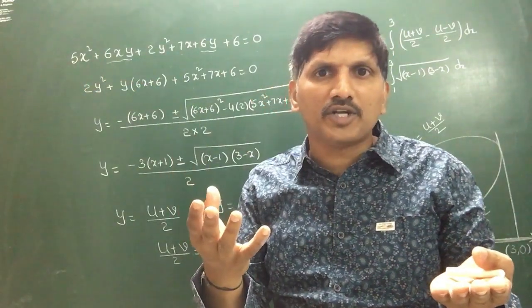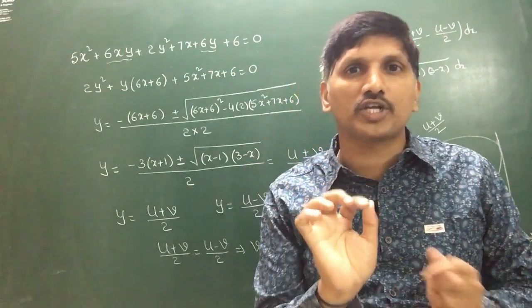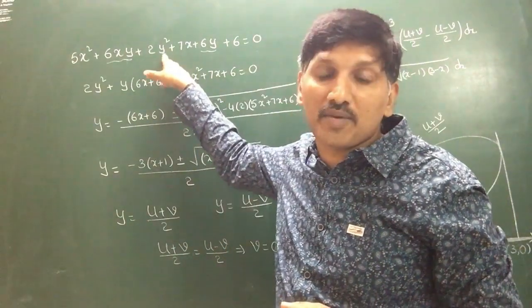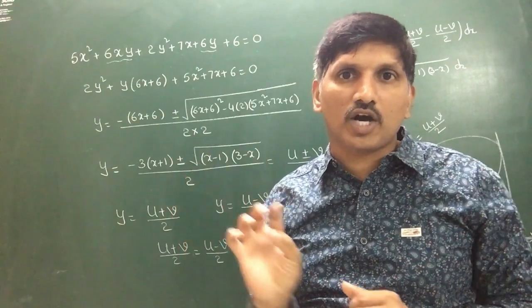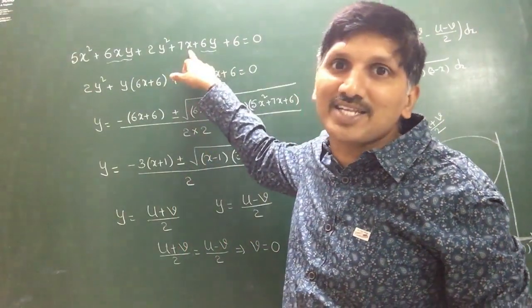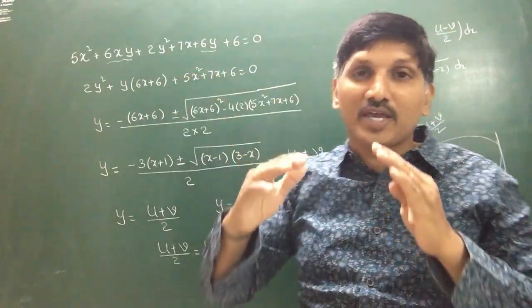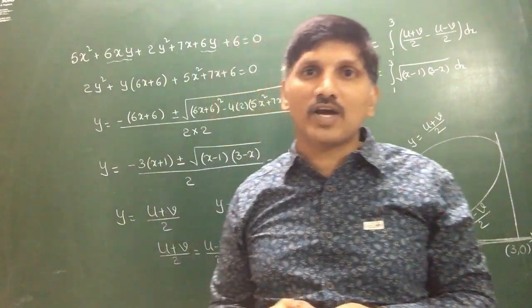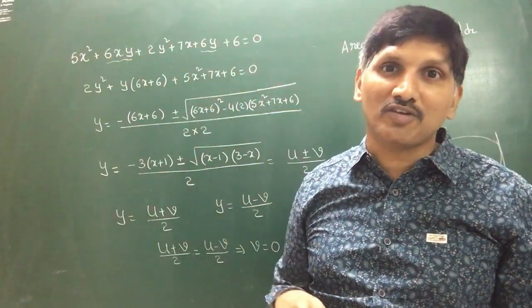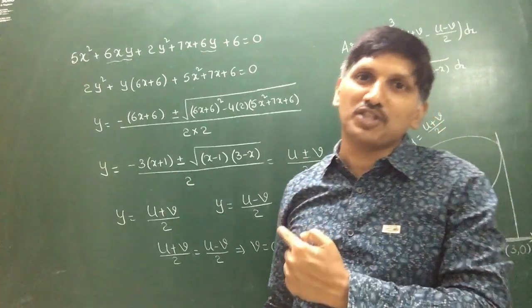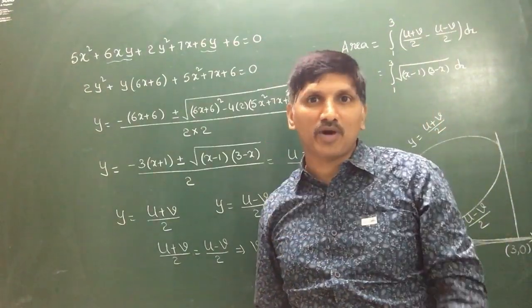Cos square theta can be written as 1 plus cos 2 theta by 2, and sin square theta can be written as 1 minus cos 2 theta by 2. But here there are sin theta cos theta terms. That's why getting the maximum and minimum values of r square is going to be difficult there. That's why we can apply this method for the earlier problem also.